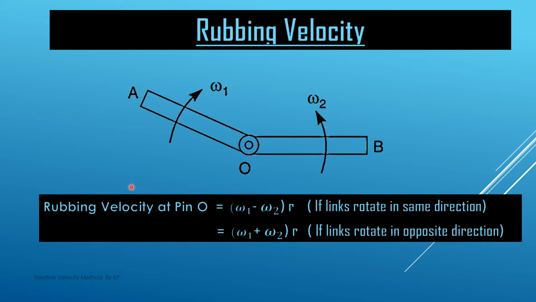If the links are rotating in the opposite direction, the relative velocity is the summation of these two, omega 1 plus omega 2, multiplied by the radius of the pin. This way we get the rubbing velocity at pin O, whether the links have the same direction of rotation or directions opposite to each other.